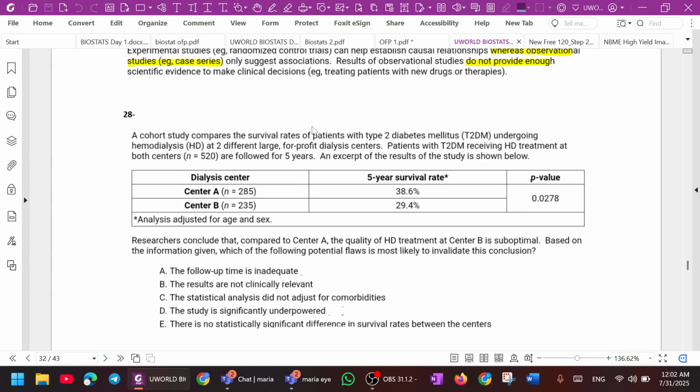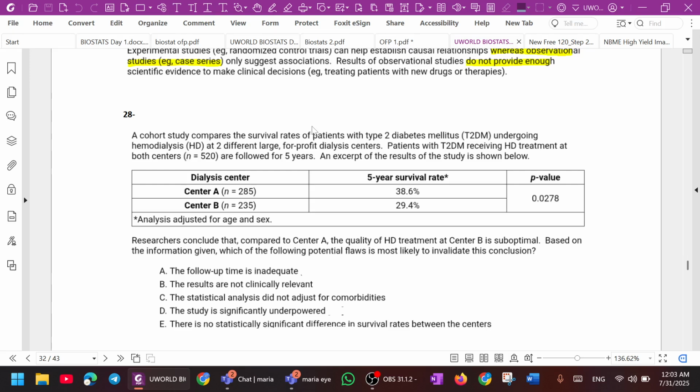A cohort study compares the survival rate of patients with type 2 diabetes mellitus undergoing hemodialysis at two different large for-profit dialysis centers. Patients with type 2 diabetes mellitus receiving hemodialysis treatment at both centers are followed for 5 years. An excerpt of the results of the study is shown.